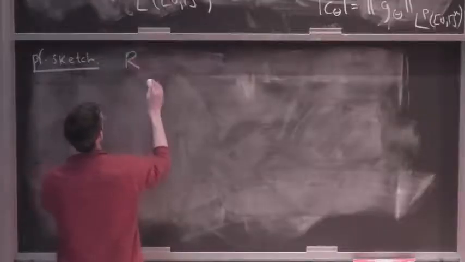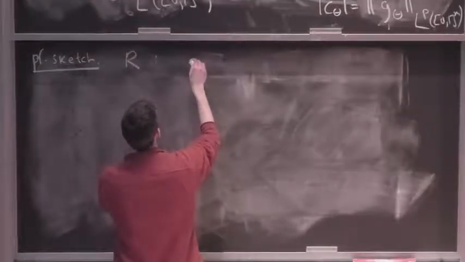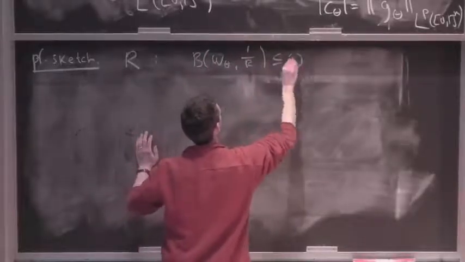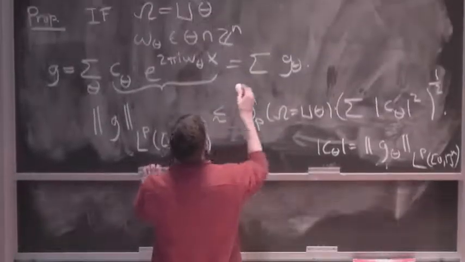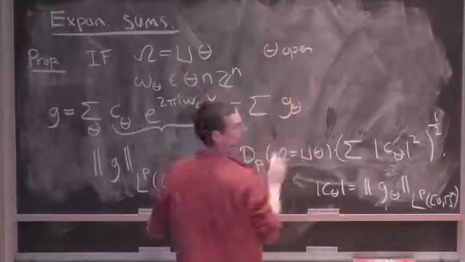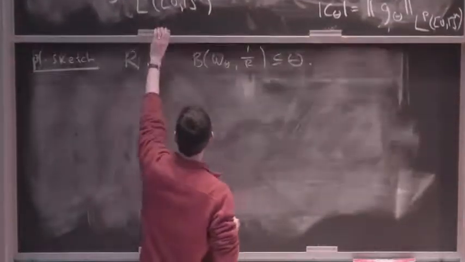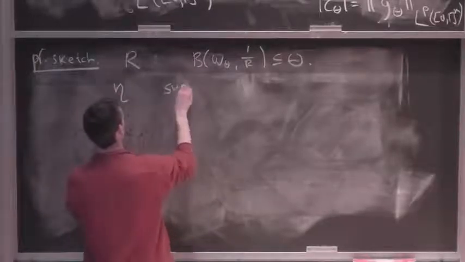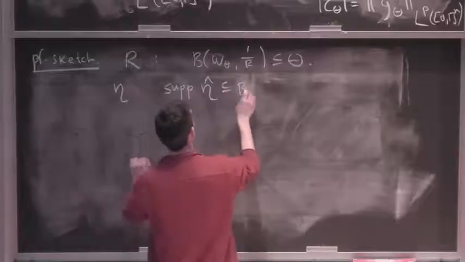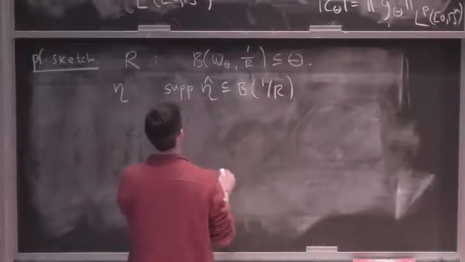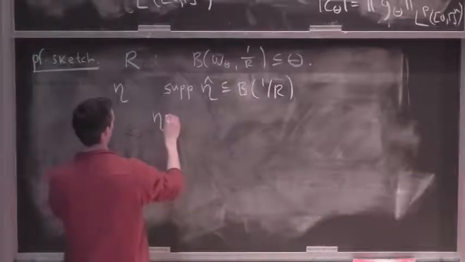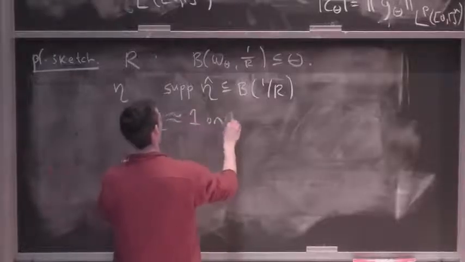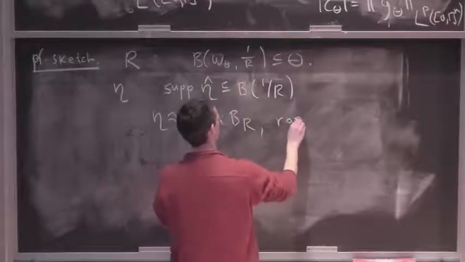So I choose some large number r, so that if I take the ball around any of these frequencies of size 1 over r, it's contained in the region theta. Actually, let me add a hypothesis here, that these theta are open sets, so that I can do this. And then I take a function eta, so that the support of eta hat is contained in a ball of radius 1 over r. And then the function eta looks like, eta is around 1 on the ball of radius r, and then it's rapidly decaying.